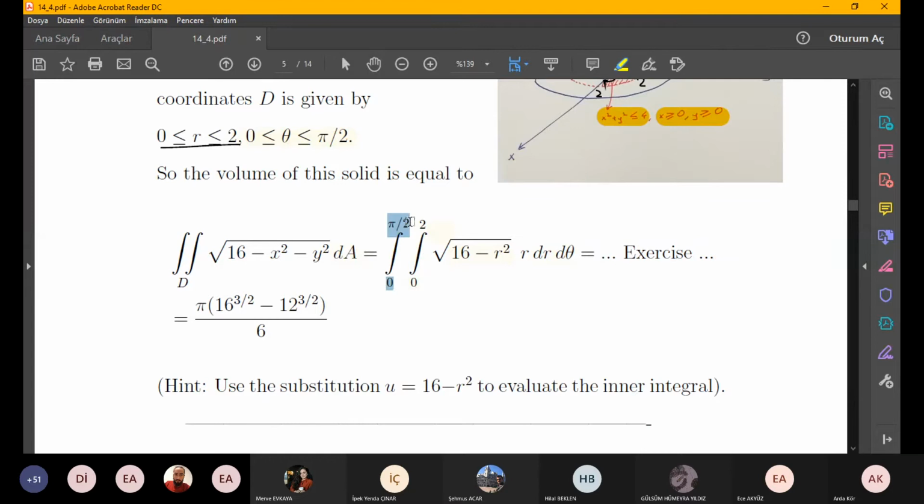Then you need to compute the integration. First you will compute the inner integration, this one, and here you need to use the substitution method, where you take u as 16 minus r square. Then after you compute this integration, you can compute the outer integral.